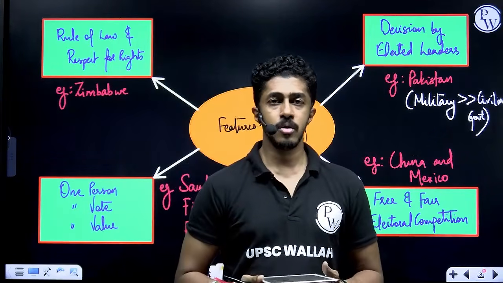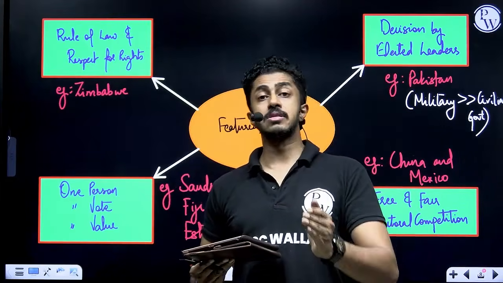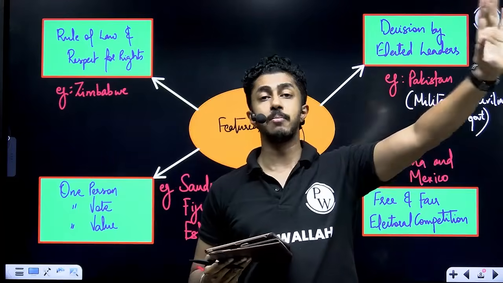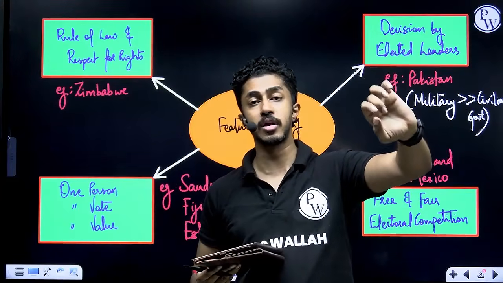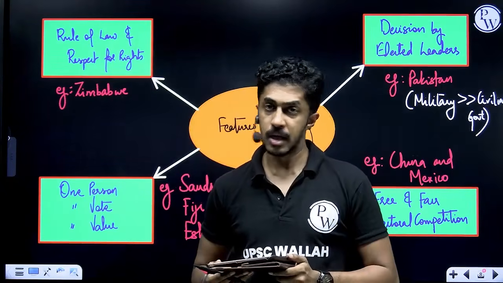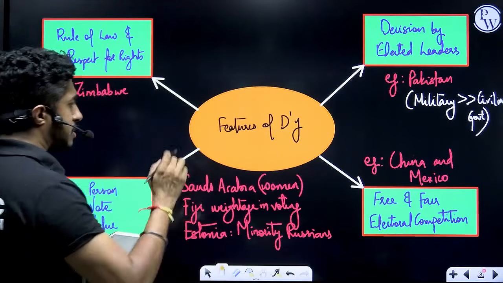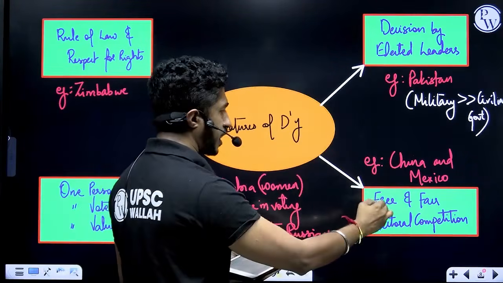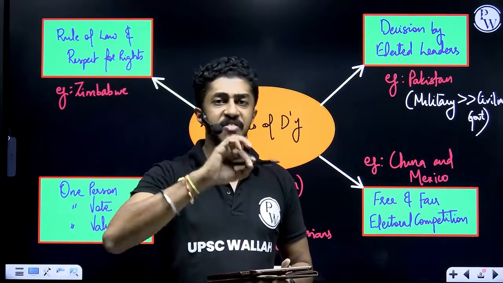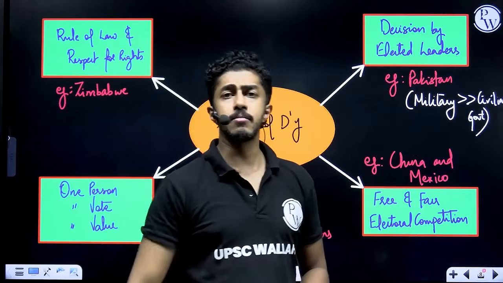You know, you need to have optimism and positivity in your life, as much as what Pakistan has when it comes to Jammu and Kashmir and when it comes to attacking India, attacking us. Clear, people? Moving on. The next feature is free and fair electoral competition. So free and fair elections should be there. Agreed. It is there even in China and Mexico.